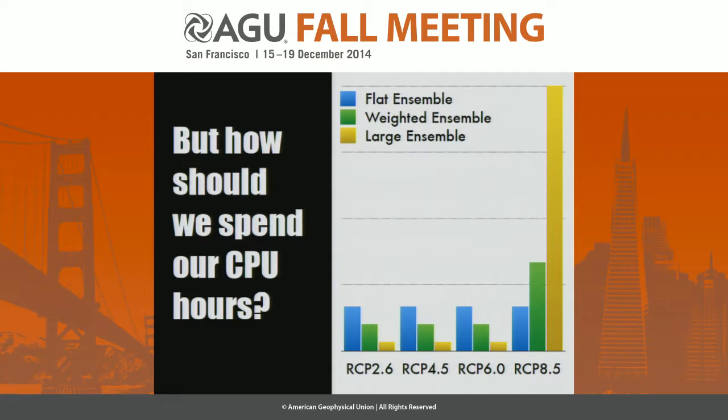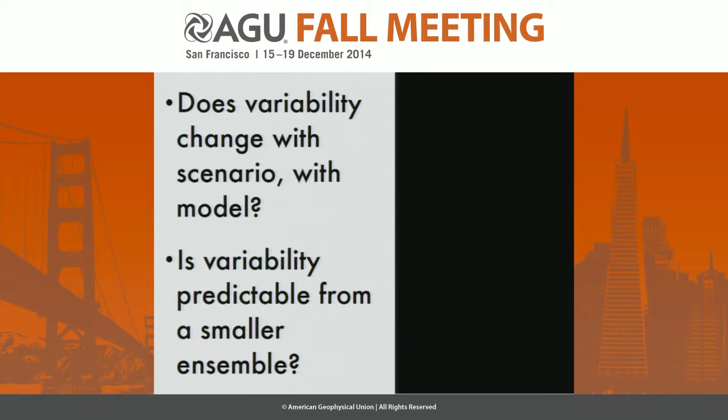Now, in order to answer this question properly, we need to know two things. Firstly, if we're only going to run an initial condition ensemble with a single scenario, we need to know whether we can transfer that variability from one scenario to another. So can we take the variability which we have in RCP 8.5 and assume that we'd have the same variability around RCP 4.5 or RCP 2.6? This isn't necessarily clear. Does it change with model? Can we just run one initial condition ensemble with one model? Is that enough to estimate the variability in any other model?